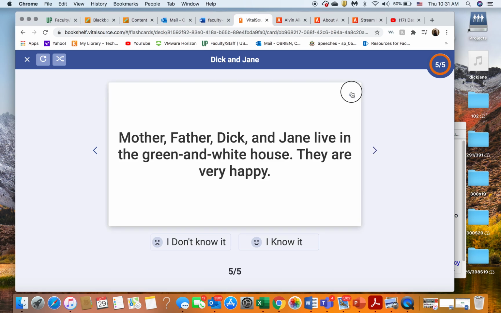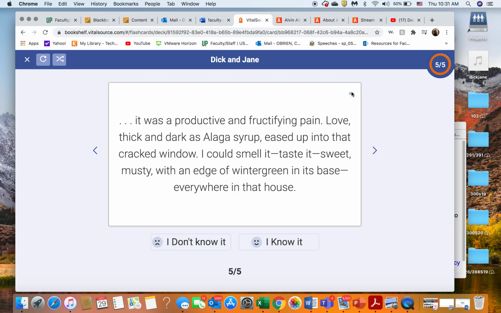Mother and father are very happy. But within Claudia's house, there is a productive and fructifying pain that goes up into that cracked window that we just read about a few pages before, with the mother angry at the sickness. Smell it, taste it, sweet, musty, with an edge of wintergreen in its base.